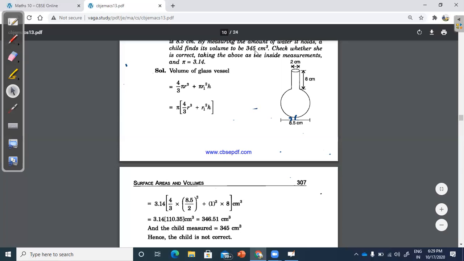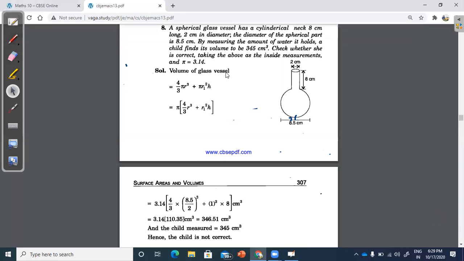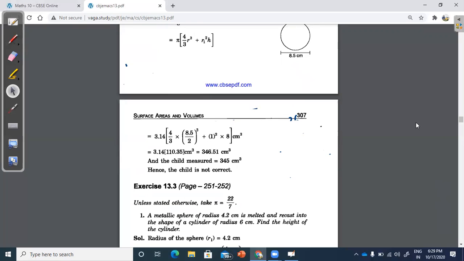And the measured volume by the child was 345. So there is a difference of how much? About 1.5, 1.51 in fact, to be very precise. So there's a difference, so we can say that the child did not measure correctly. If there is a difference of less than 0.5, then we'll say, okay, that is negligible. But here the difference is more than 0.5, right? There's a difference of 1.5 centimeter cube. That's quite a lot, so we'll say the child did not measure correctly. Okay, so that's the end of this exercise.